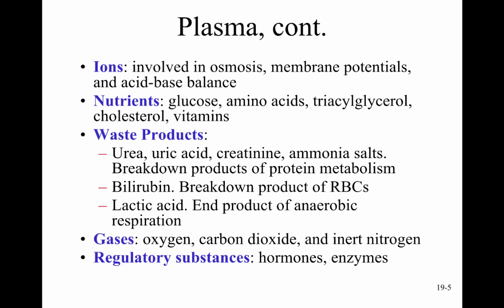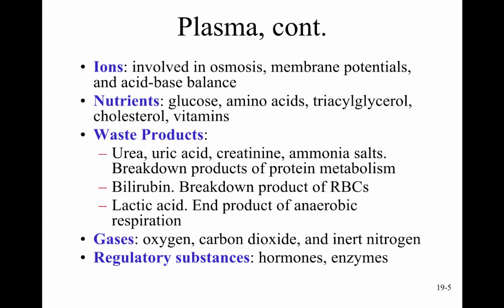Bilirubin is transported from your spleen to your liver, and bilirubin gets formed when red blood cells die and break down, and we'll learn more about that in a little bit. Lactic acid, it's the end product of anaerobic respiration. If you remember, you don't produce much ATP in anaerobic respiration, and one of the products of that is lactic acid, so your blood will transport that waste product.